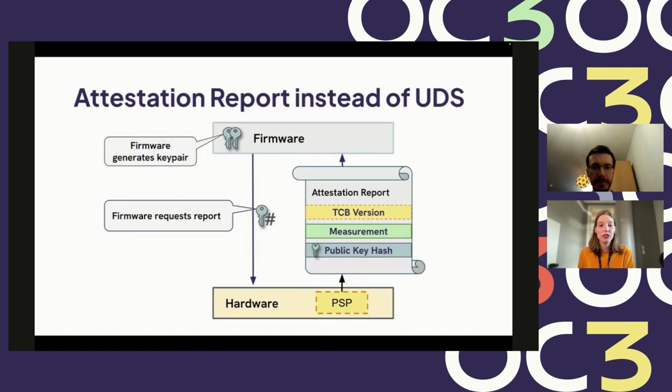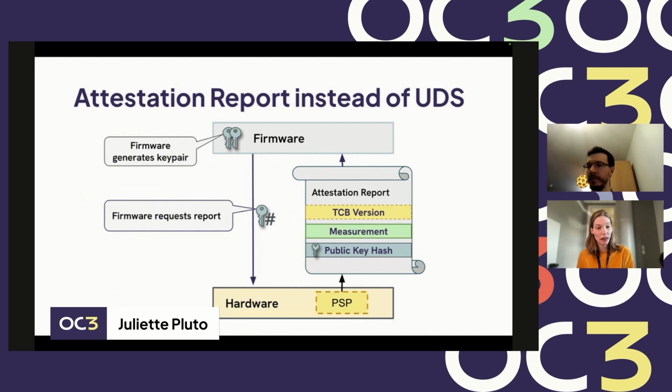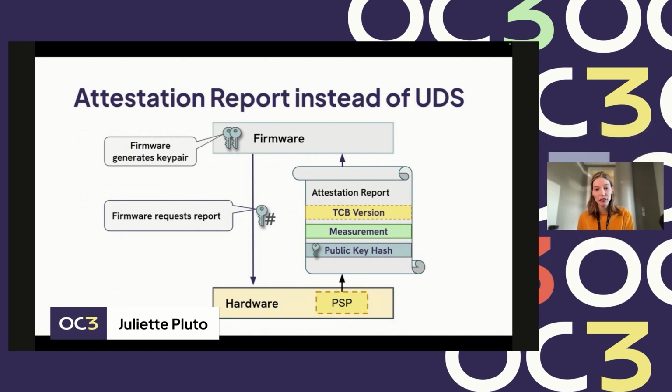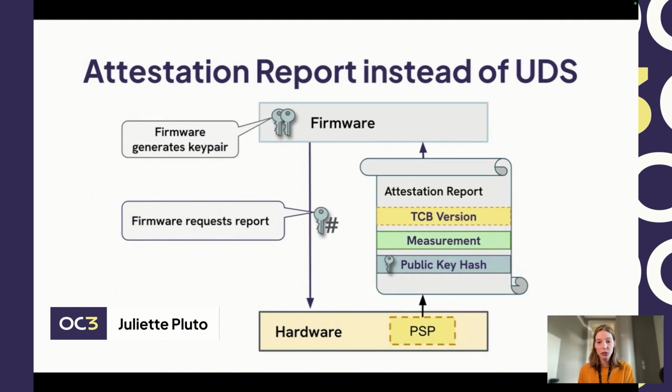Thank you, Ivan. So, like Ivan explained, when the VM starts up, the firmware initially generates an ephemeral key pair. And then when it requests the attestation report from the hardware, it includes a hash of the public key in this request. This then means that the attestation report that is returned by the hardware includes not just the TCB version and the measurement of the initial memory, which includes the firmware, but also endorses this public key hash. This then binds the ephemeral key pair of the firmware to the hardware attestation report.